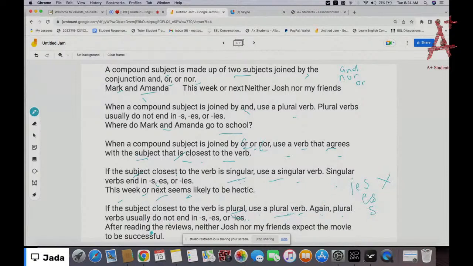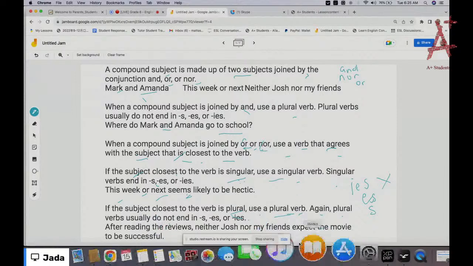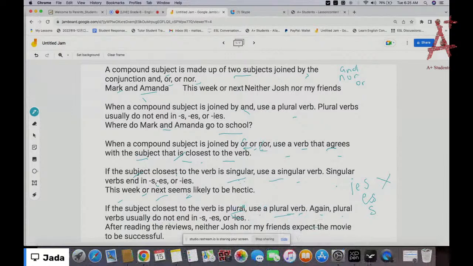After reading the reviews, neither Josh nor my friends expect the movie to be successful. So this is plural because it has "my friends" there, so it's more than one person. Okay? Alright, so let's go back here.